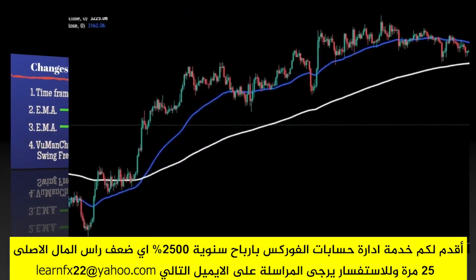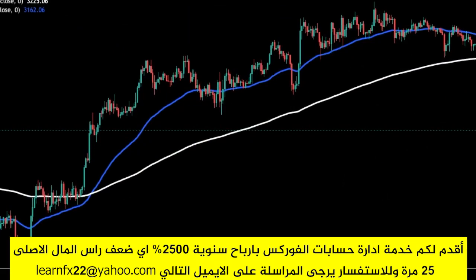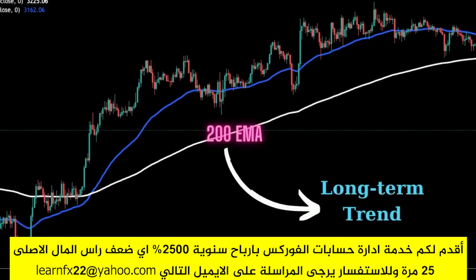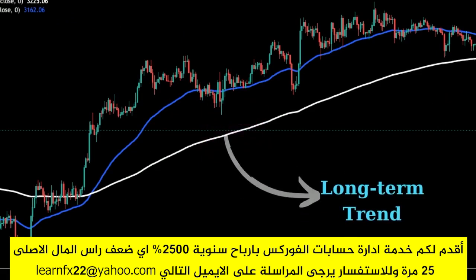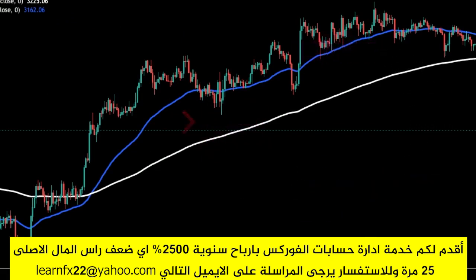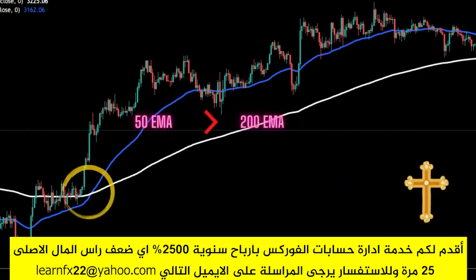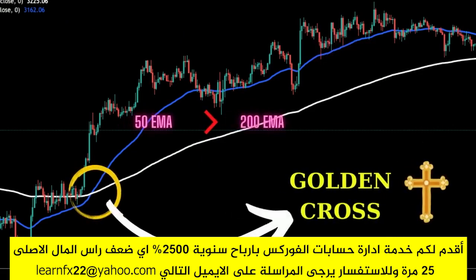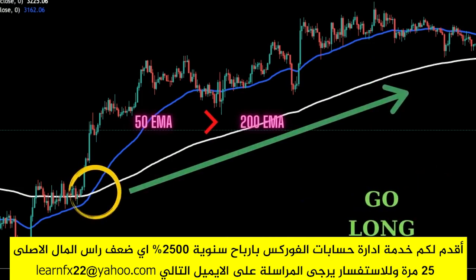Now, we have everything we need on our chart. As you know, moving averages show us the trend. 200 period shows us the long-term trend, while the 50 period shows us the short-term one. When the short-term moving average crosses above the long-term one, it is called the golden cross. And it indicates that a bullish trend might start soon. So we will only look to go long when the 50 period EMA is above the 200 period one.